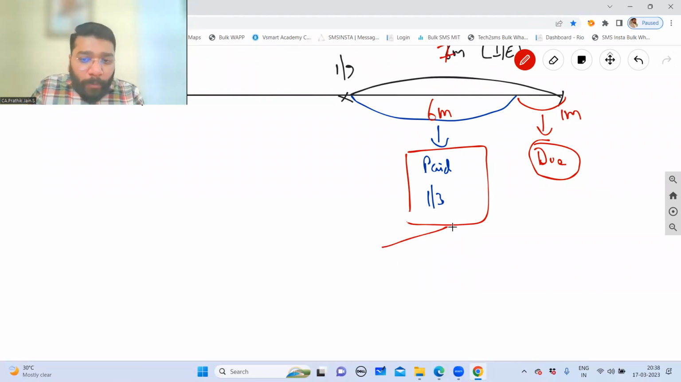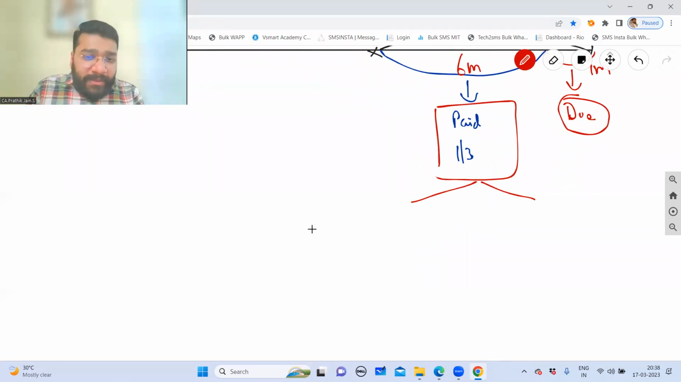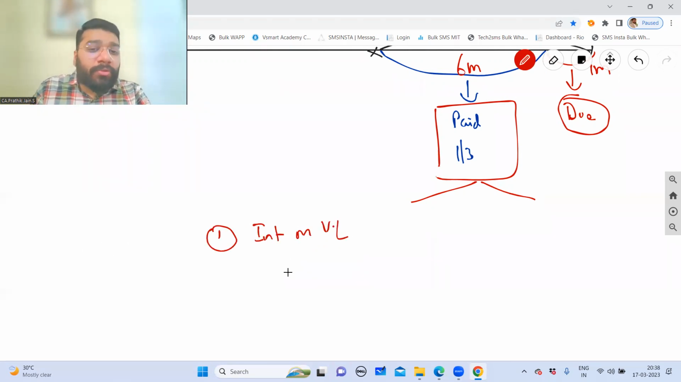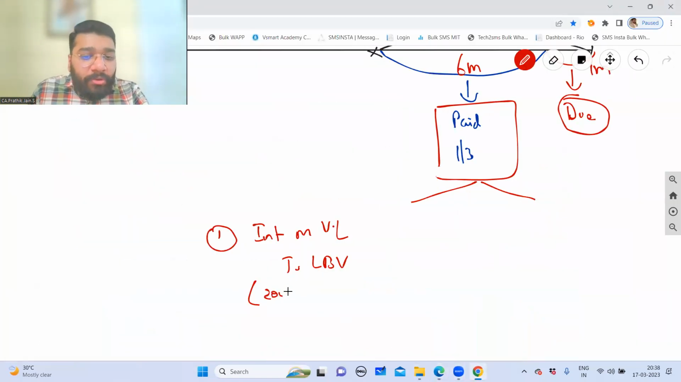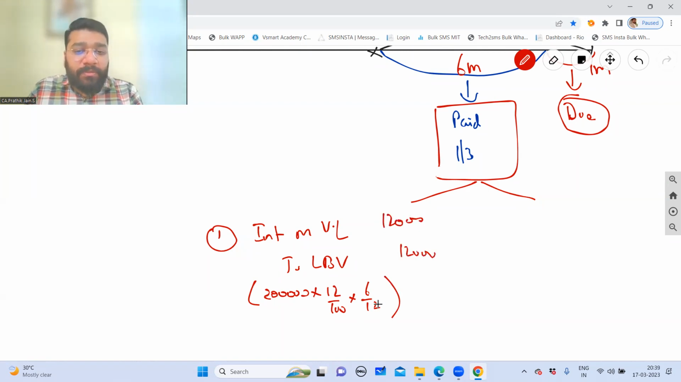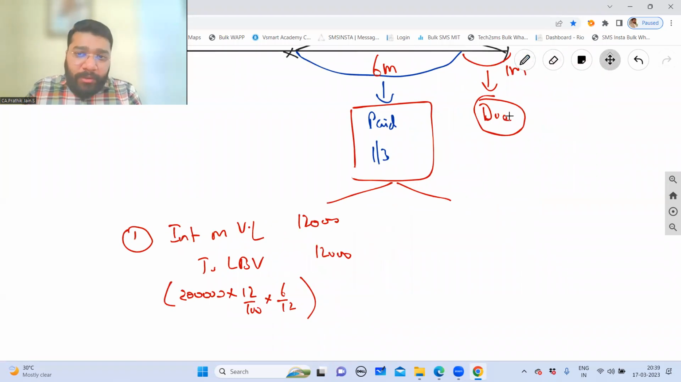Now, normally I'm telling you there are two options for this. First, I'll pass the interest entry separately for 6 months. What is the entry? Interest on Vijay's loan to loan by Vijay. What is the interest? Vijay has given a loan of 2 lakh rupees. 2 lakh into 12 by 100 into 6 by 12, because I'm calculating for September to February only. How much? 12,000.